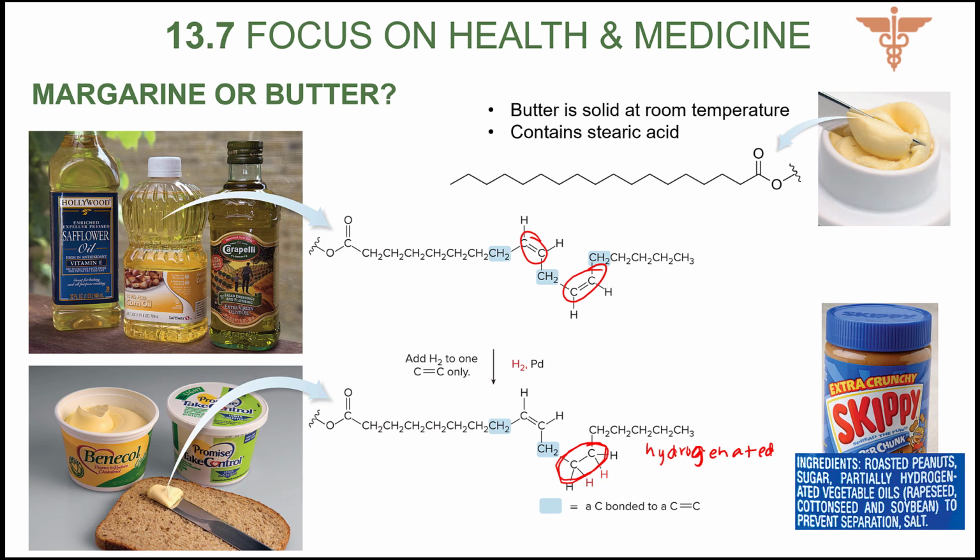So the double bond has been hydrogenated, which means that hydrogen has been added across the double bond to give it a more butter-like consistency. So it's more solid at room temperature. It gets that semi-solid consistency. So adding that H2 hardens that oil a little bit. Hydrogenation also extends the shelf life of these oils, but this can create trans fatty acids, which are less healthy. So you might notice that some of the different peanut butters that you might eat have partially hydrogenated vegetable oil, which makes it so that it can be spread more easily.